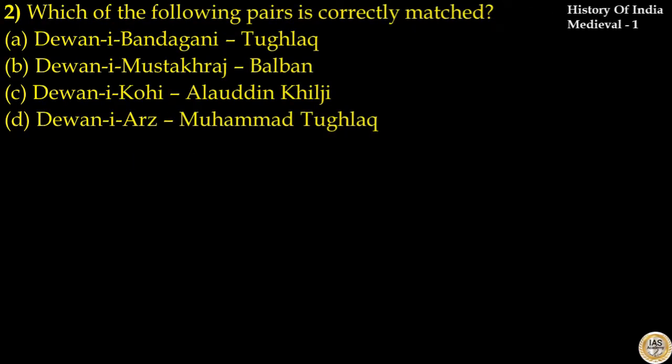Question number 2. Which of the following pairs is correctly matched? Option A, Dewan-i-Bandagani, Tughlaq. That is correct. Option B, Dewan-i-Mustakhraj, Balban. That is incorrect. Option C, Dewan-i-kohi, Alauddin Khilji. That is incorrect. Option D, Dewan-i-Arz, Muhammad Tughlaq. That is also incorrect. So here the answer to this question is option A, Dewan-i-Bandagani, Tughlaq.